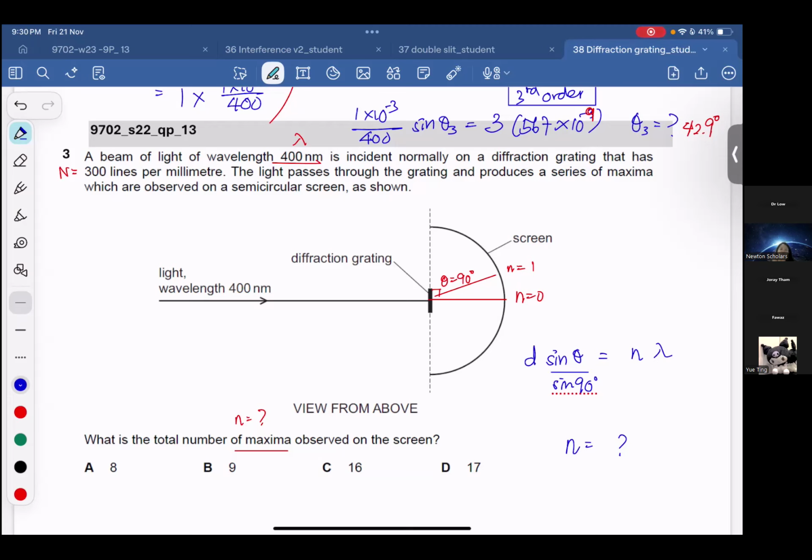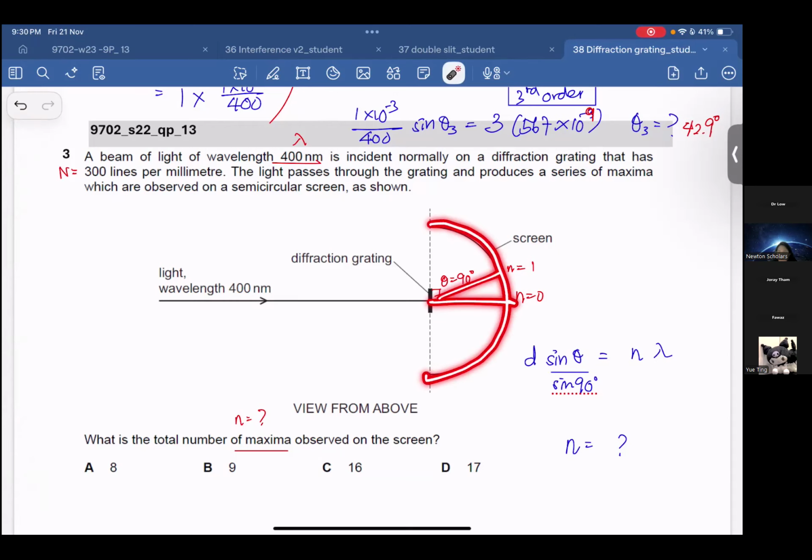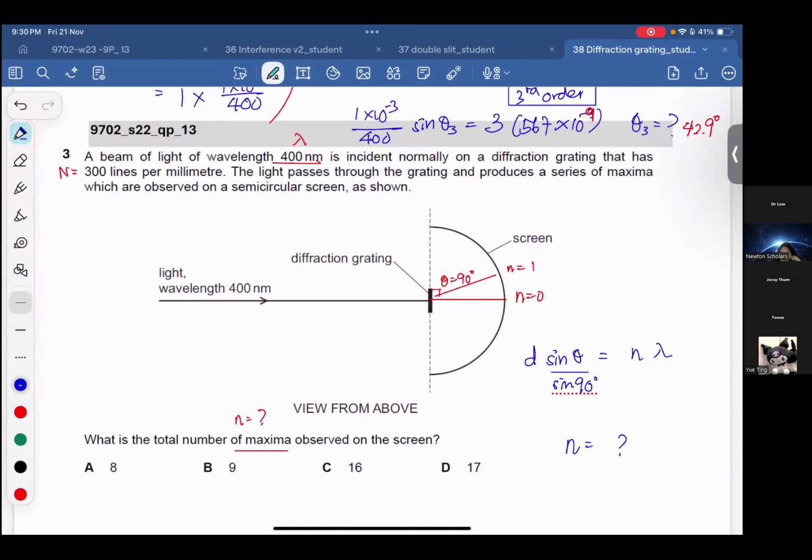Manjo, you get halfway. Halfway. Not the final answer. Why? Total number of maxima observed on the semicircular screen. Semicircular screen. What you count actually is only one side. Then total, still not reach the answer. Okay, wait, this one is 1 times 10 power of negative 3 divided by 300 equals to n, which we don't know, times 400 times 10 power of negative 9. So n here you will get 8, am I right? But 8 is not your final answer.